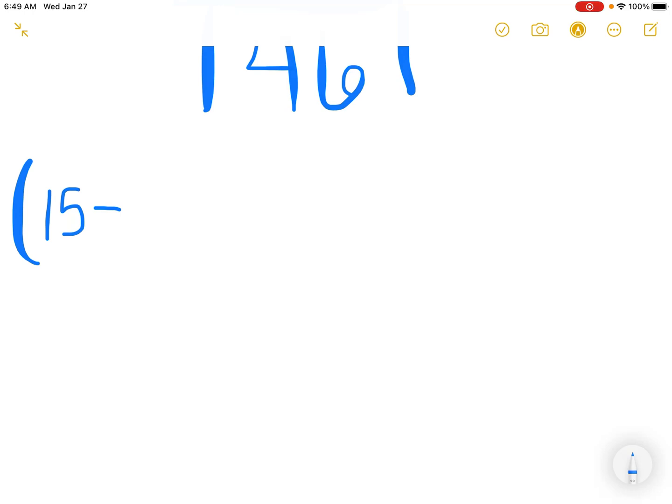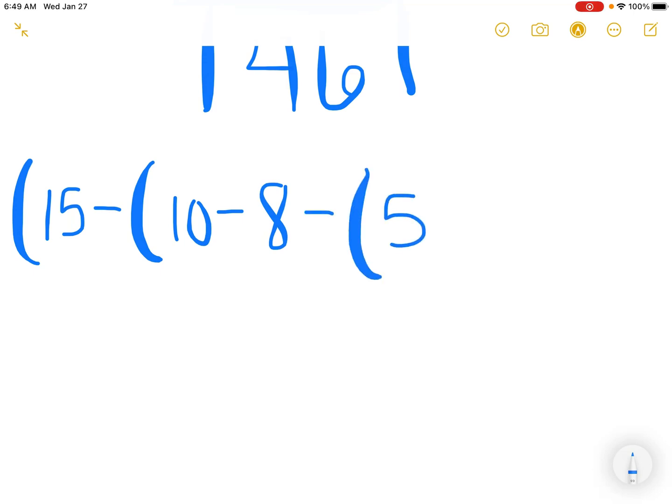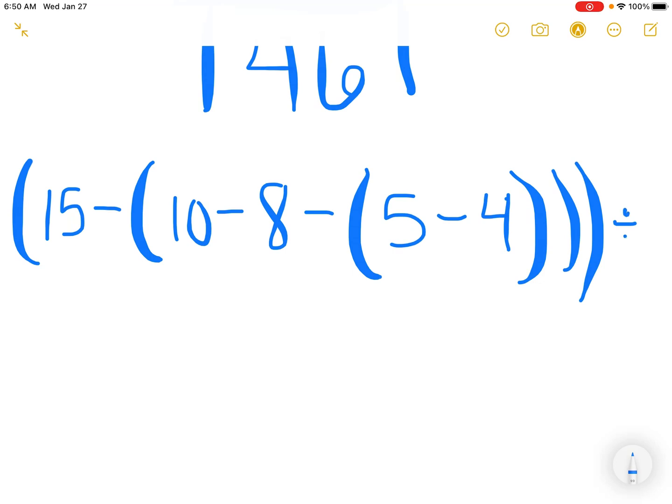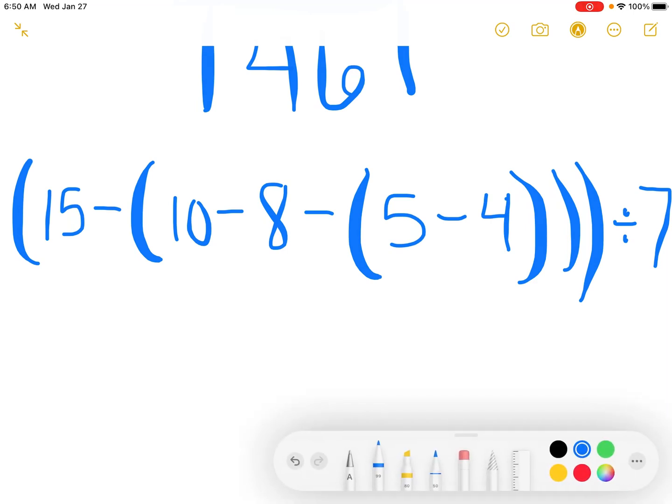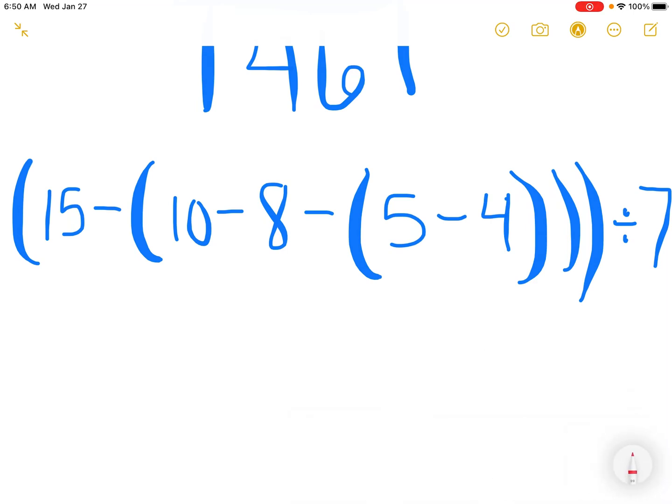Press pause if you want to try it on your own, and I'll walk through the answer when you press play. So this one's going to be parentheses, 15 minus another set of parentheses, 10 minus 8 minus parentheses, 5 minus 4, close all 3 sets, divide by 7 on the outside. Press pause if you want to try this one on your own. Press play when you're ready to see the answer.